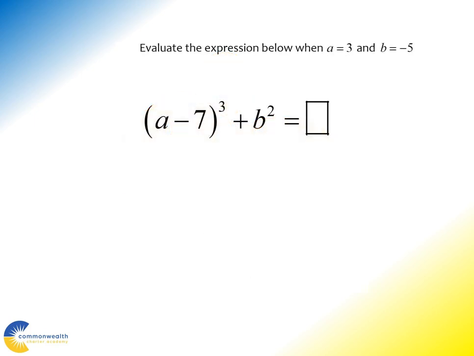Now let's take this up one more level and let's see what we have to do in circumstances where we have variables involved, but we're told what those variables equal. So in this case here, you're given a is 3 and b is -5. Evaluate this expression a minus 7 to the third power plus b squared.